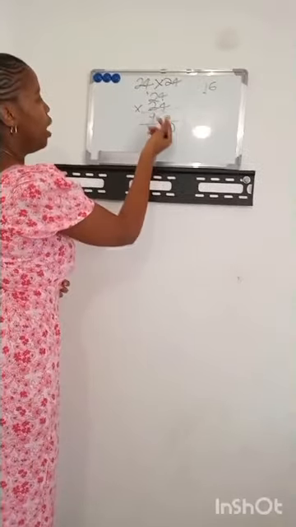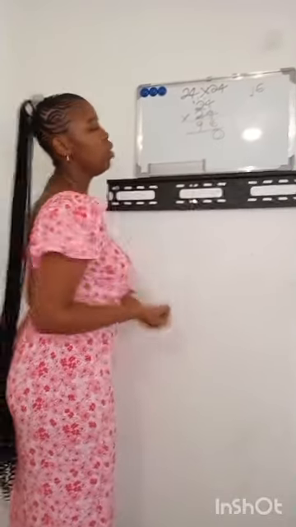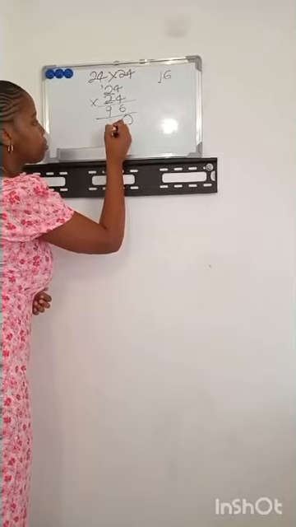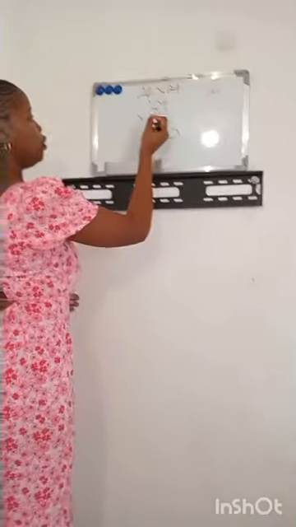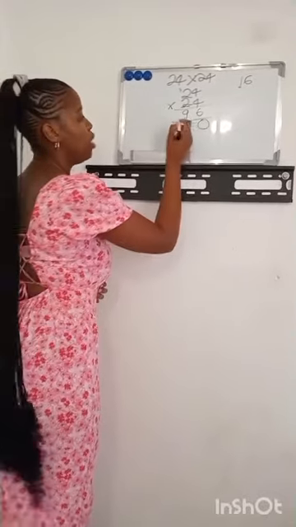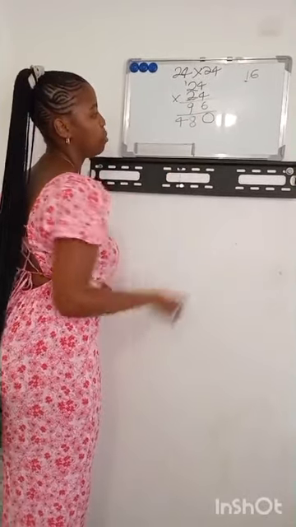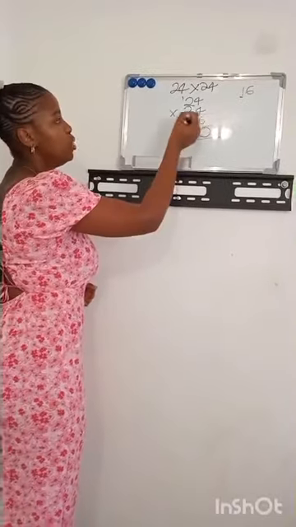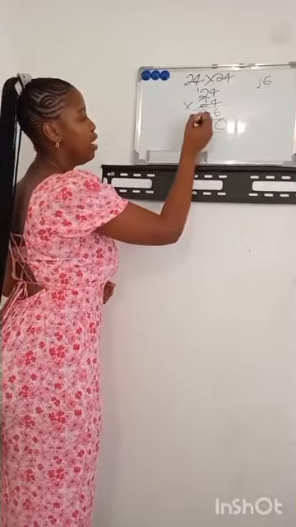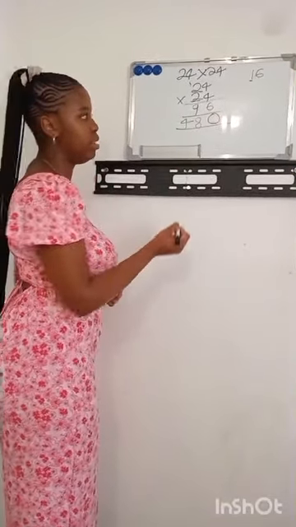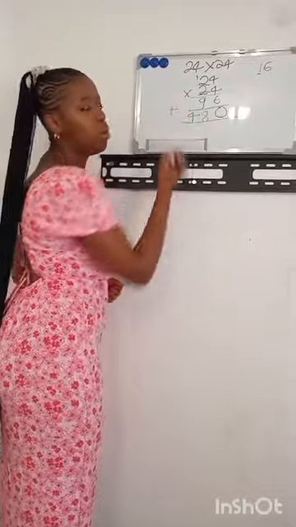So now we have to say 2 times 4, which is going to give us an 8. And then we write our 8 here. And then we say 2 times 2, which is going to give us a 4. And we write our 4 here. Yes, guys. And then now that we are done multiplying the two numbers, we are just left with adding 96 plus 480 to get us to our product.